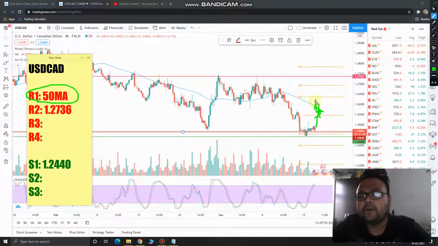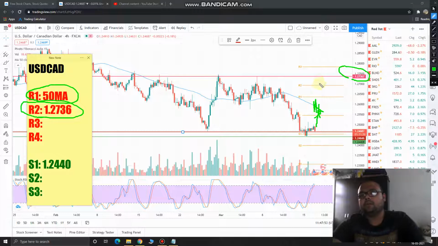In that case, we will be waiting for the market to hit this level 1.2736, resistance 2. Then we'll be looking for a shorting opportunity. So if market goes up and breaks the 50 moving average, then we will wait to short the market here if the price gets rejected from above. So this is the strategy if market goes up.